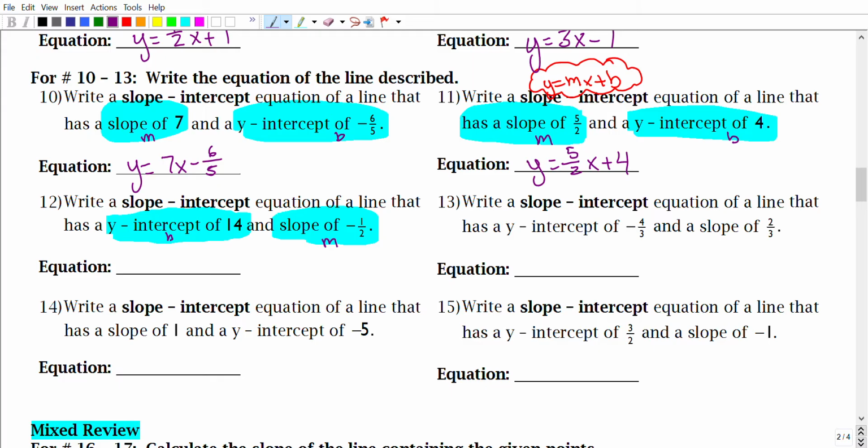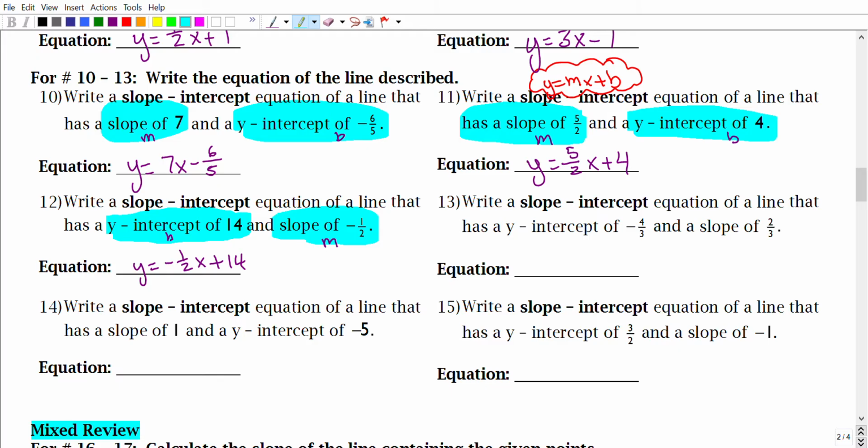Okay? So now in my y equals mx plus b form, I just write y equals -1/2 x plus 14. All right, so I just wanted to make sure we were clear on that, because you always have to be very careful as to how you read these problems. Identify what you're given. That's the key thing here. All right, let's continue on.